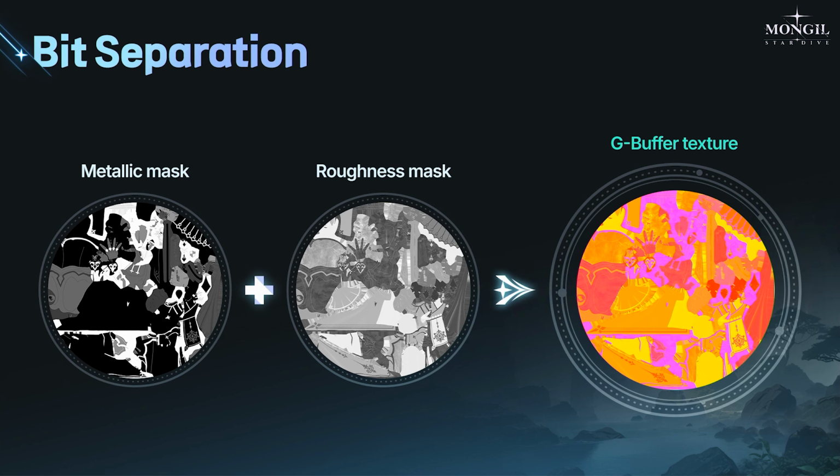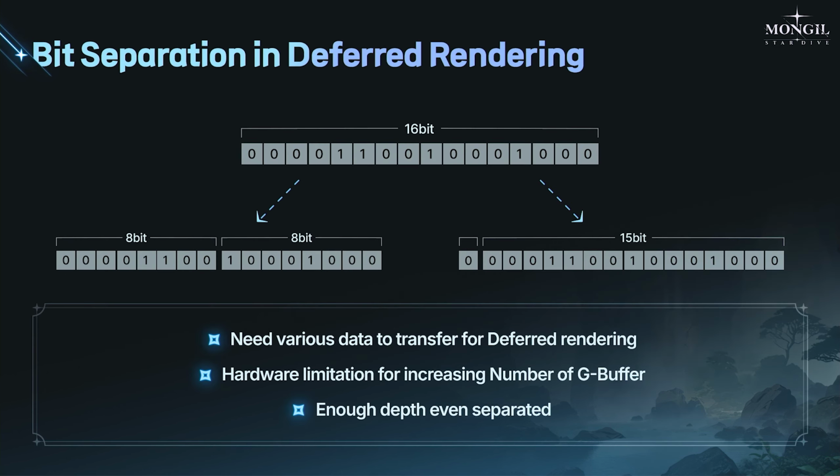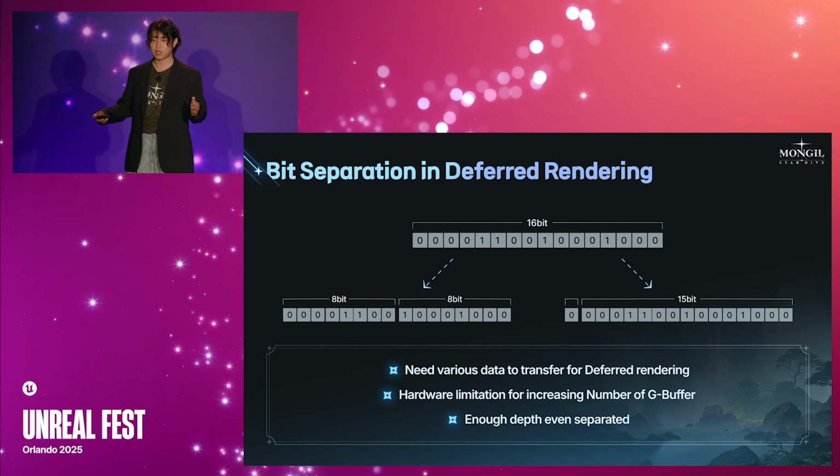The basic concept is to split the bit usage within a single texture to store two sets of data. This allows me to pack more information into the G-buffer without the need for tedious work or increasing the number of G-buffer textures. For example, a 16-bit texture consists of 16 binary digits, each being either 0 or 1. If we use all 16 bits for a single value, we can represent up to 65,536 levels of precision. But in many cases, we don't need that much.